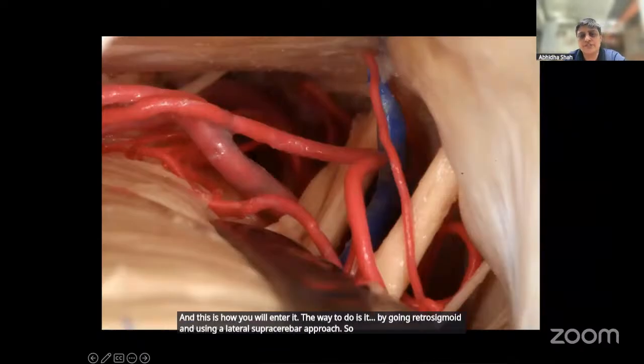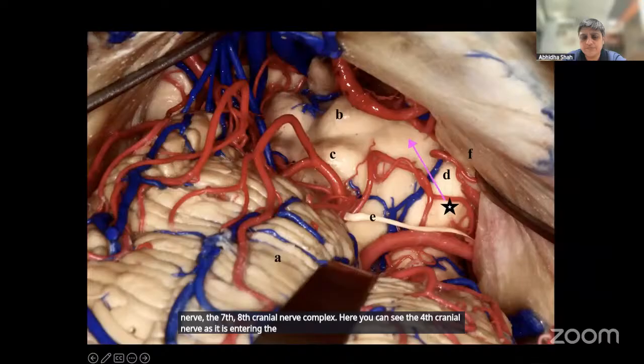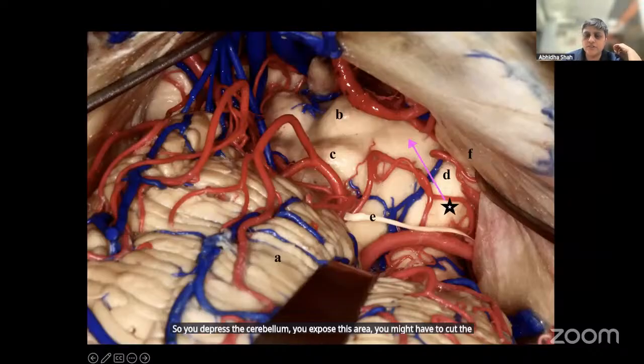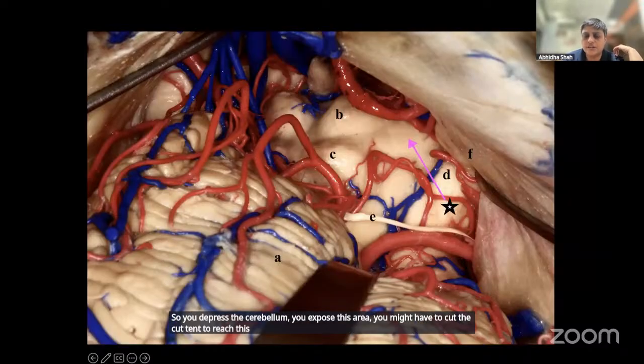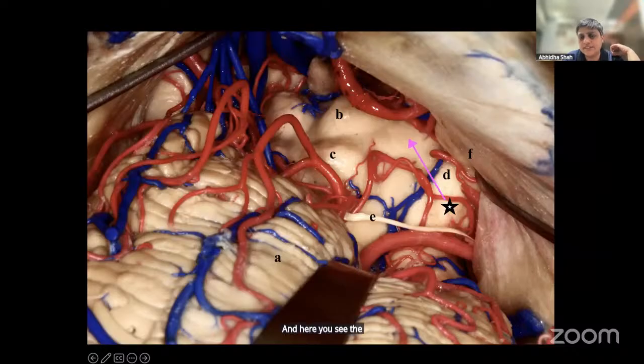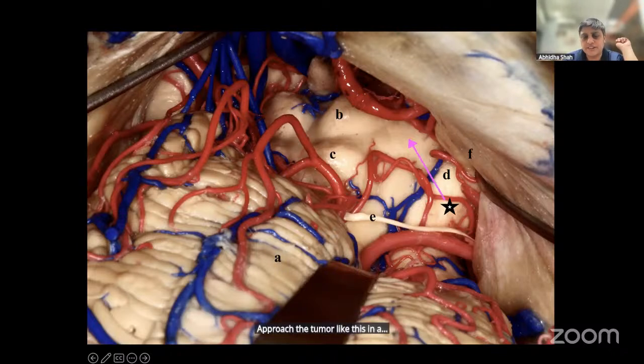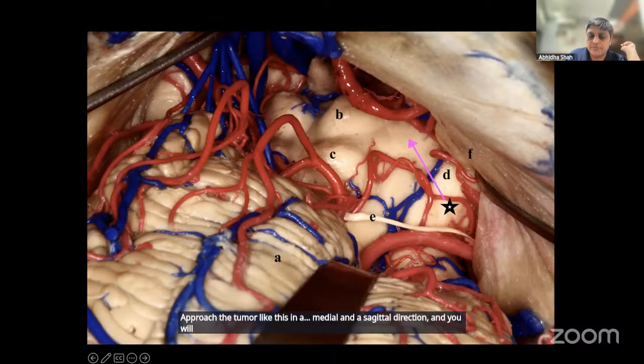So here you see the 5th cranial nerve, the 7th, 8th cranial nerve complex. Here you can see the 4th cranial nerve as it is entering the tentorial region. You depress the cerebellum and expose this area. You might have to cut the tent to reach this region in the brainstem. And here you see the tectal plate, and this is the region where you will enter and approach the tumor in a medial and sagittal direction. You will get the ventrally placed tumor above the 4th cranial nerve. So this is the trajectory and this is the way you will enter.